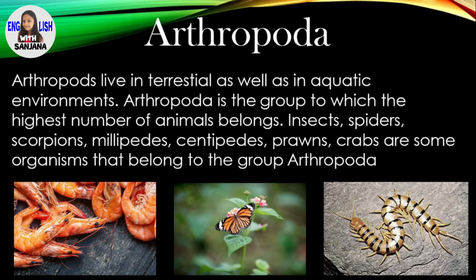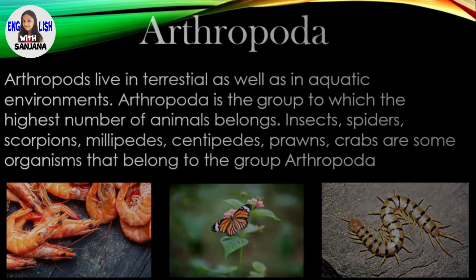And the last category under the invertebrate column is Arthropoda. Arthropods live in terrestrial as well as in aquatic environments. Arthropoda is a group to which the highest number of animals belongs. Insects, spiders, scorpions, millipedes, centipedes, and crabs are some organisms that belong to the group Arthropoda.